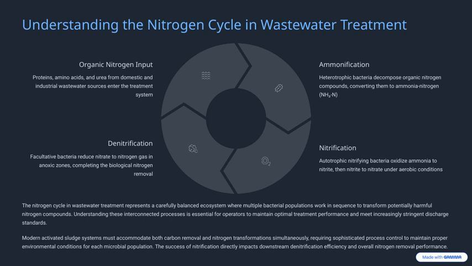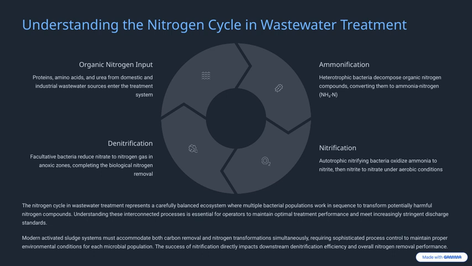Let's take a closer look at the nitrogen cycle in wastewater treatment. At the start, we have what we call organic nitrogen input. This includes proteins, amino acids, and urea that come from domestic and industrial wastewater sources. These compounds enter the treatment system and begin the process of nitrogen transformation.